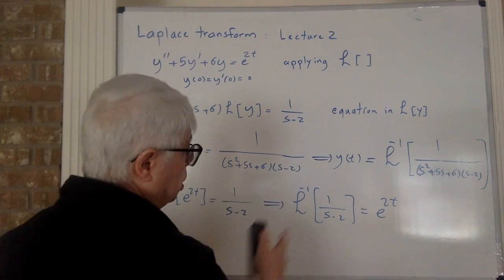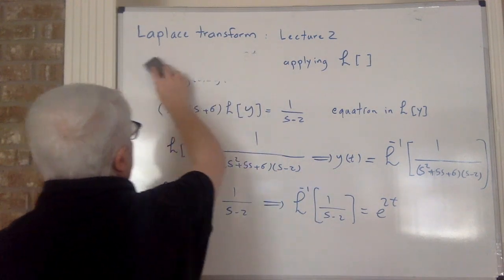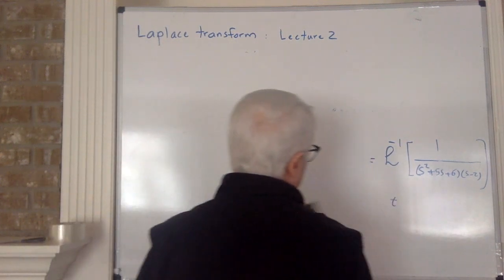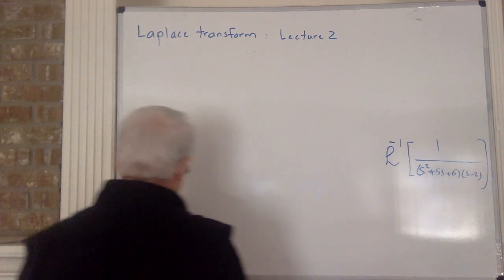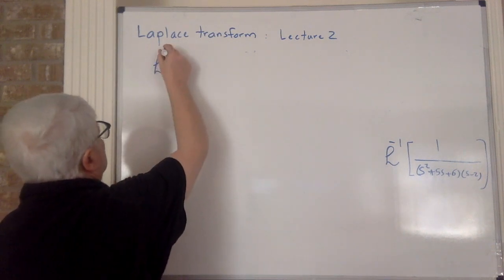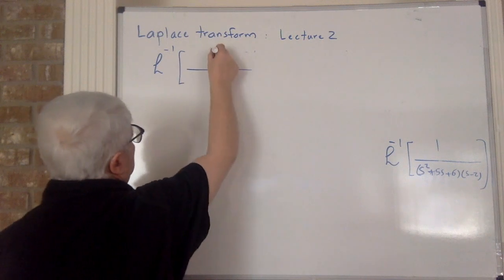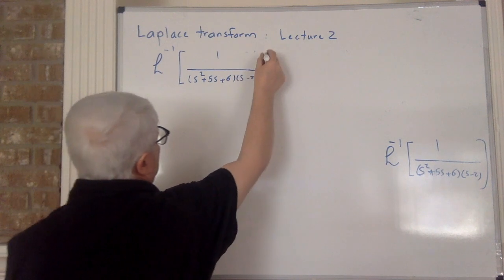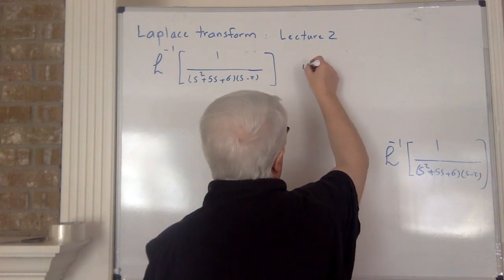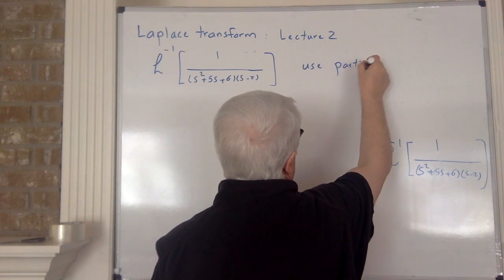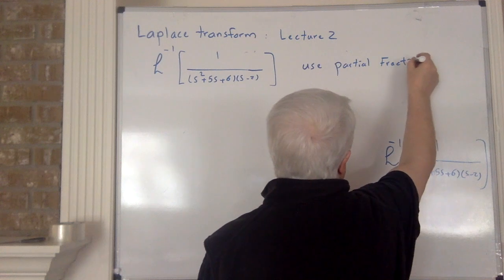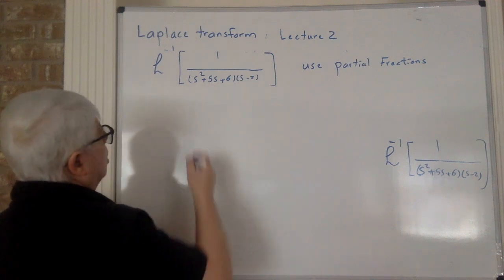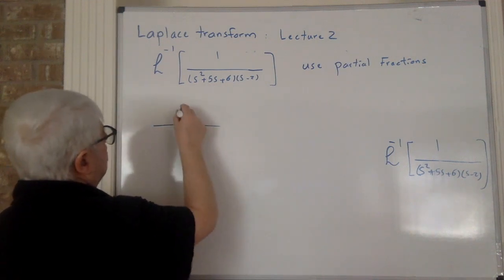So let me erase everything and try to find L inverse of this guy. So use partial fractions to find the components of this thing. So how do you use partial fractions?